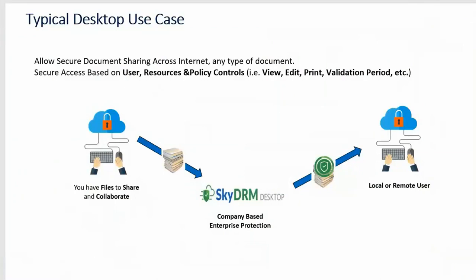Typical desktop use cases allow securing document sharing across internet, any type of document or content, and that security will be based on access of the users, resource, and policy controls. So view, edit, print, validation period, etc. for a particular user collaborating, sharing files, company-based enterprise protection to local or remote users.